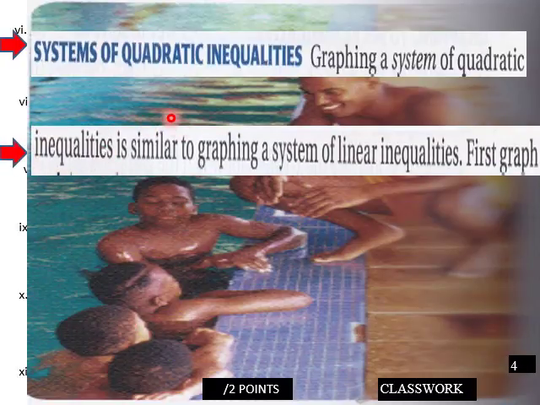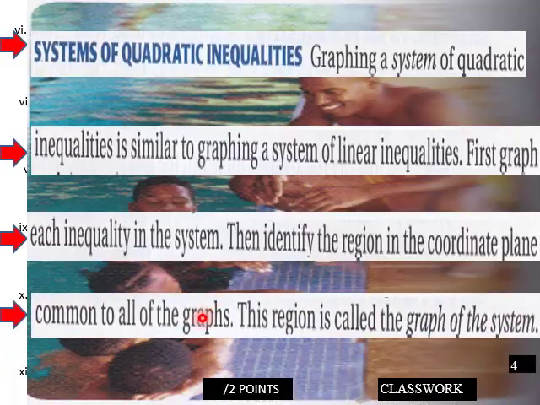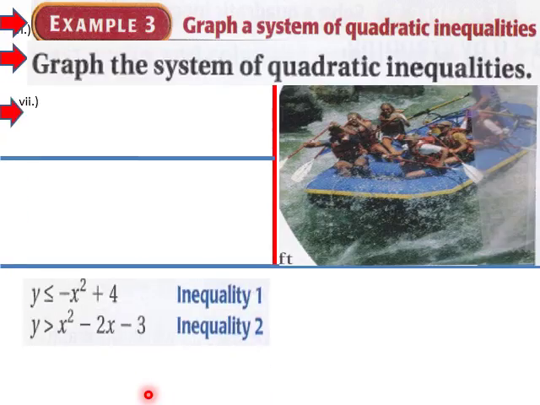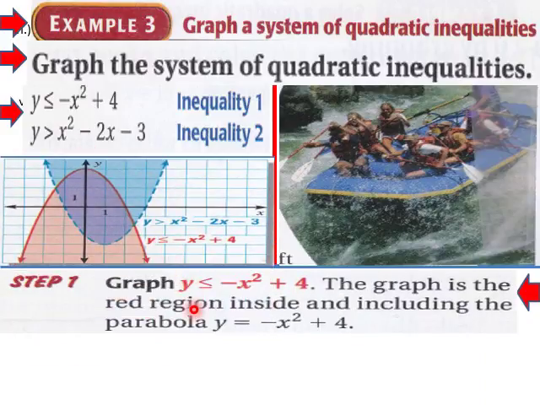Systems of quadratic inequalities. Graphing a system of quadratic inequalities is similar to graphing a system of linear inequalities. First, graph each inequality in the system, then identify the region in a coordinate plane common to all graphs, called the graph of the system. So we have a system here of inequalities. We need to graph that to find our solution. Here is a graph of these inequalities here, and then where these colors mix is actually our complex solution here for this system of inequalities.